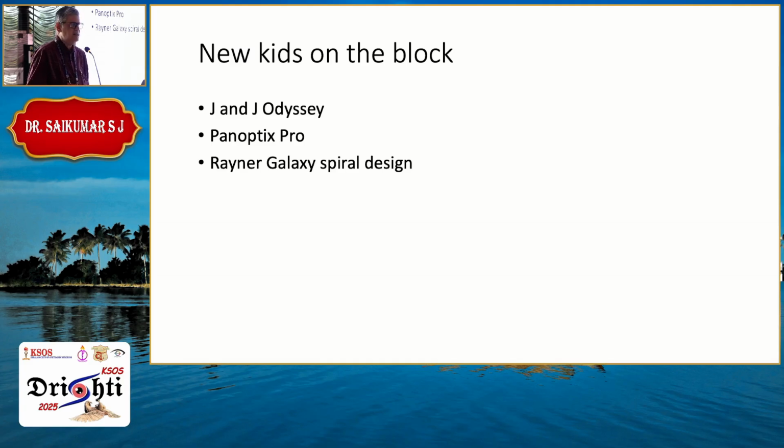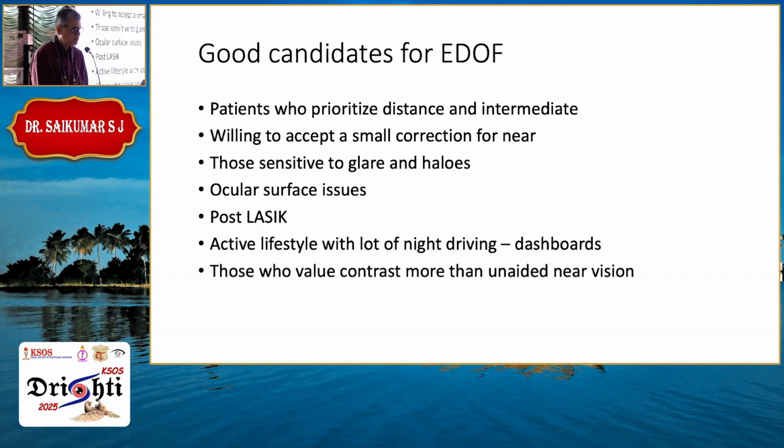And Rayner has just introduced a lens called the Rayner Galaxy, which has a spiral design. So instead of the normal rings, the rings start in the center and spiral out like that. So that is a new concept, and apparently it has very good results. I have not tried a Galaxy so far. Probably I'll do it in the coming 1 or 2 months.